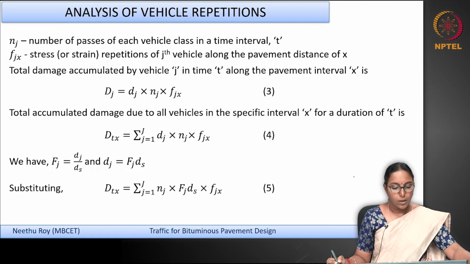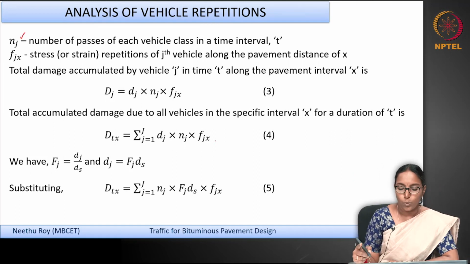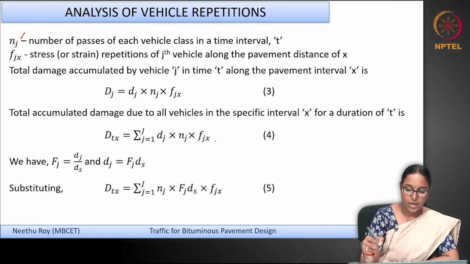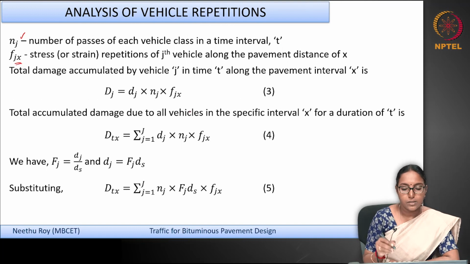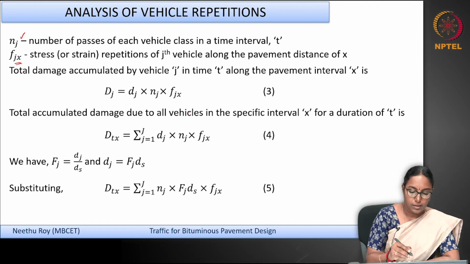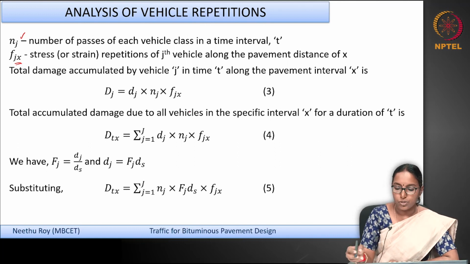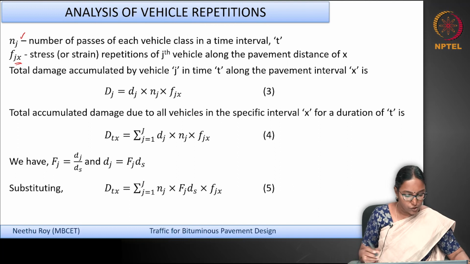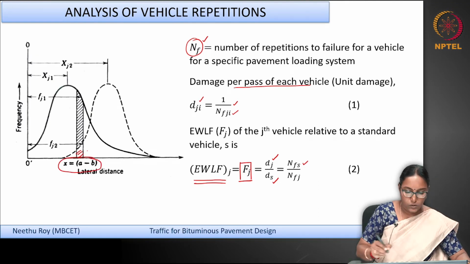Now, let us say that small nj represents the number of passes of one vehicle class j in a time interval of t. And fj(x), as we already discussed, is the stress or strain repetitions of the jth class in a small distance of the pavement, say x, which you see in this picture, denoted as a minus b, the small distance of x.